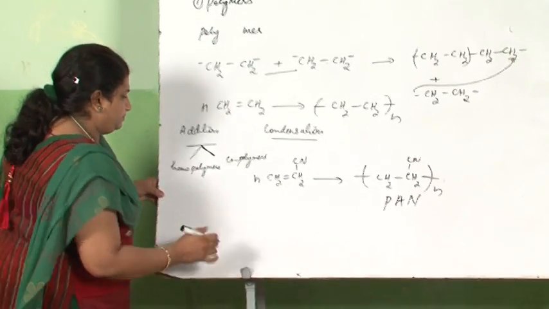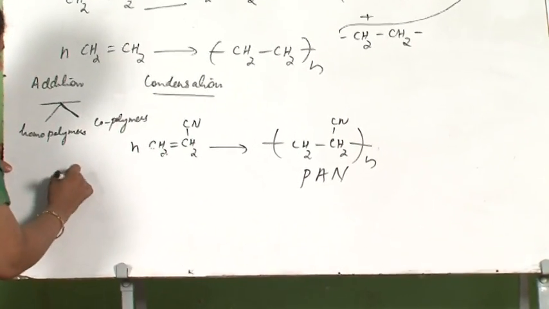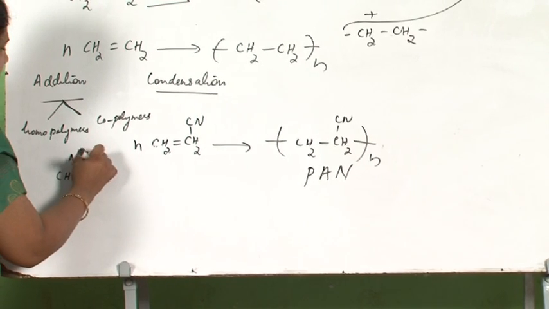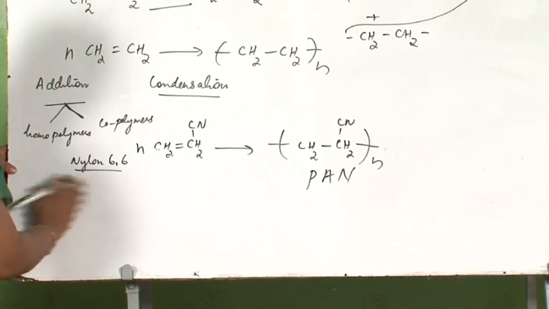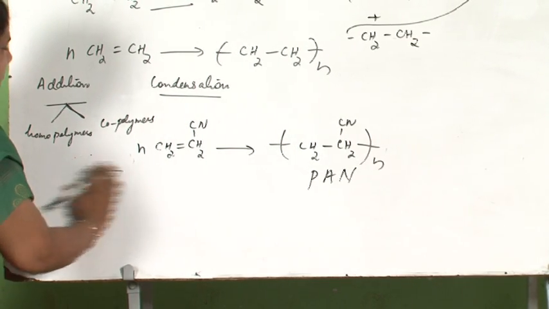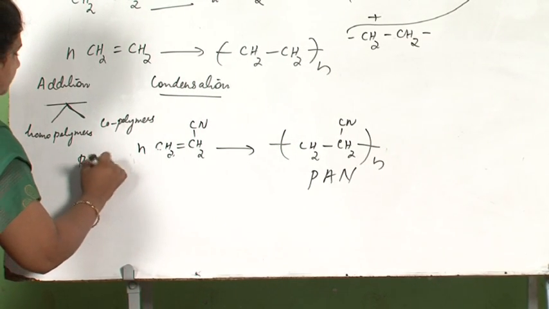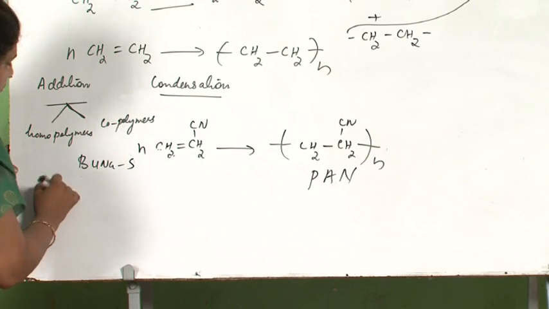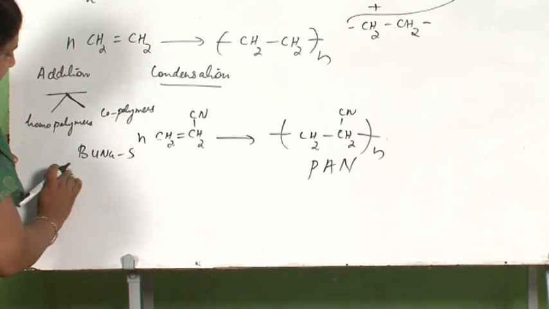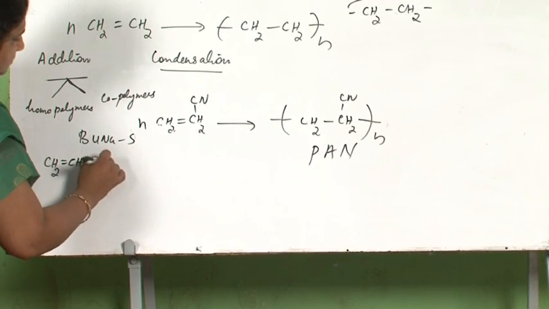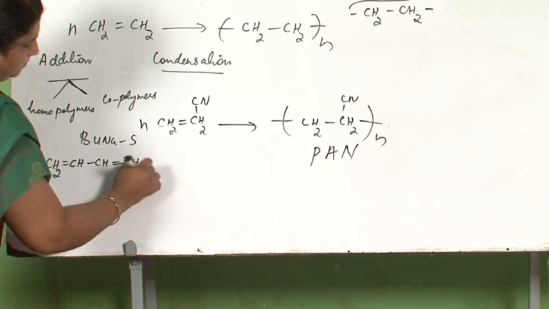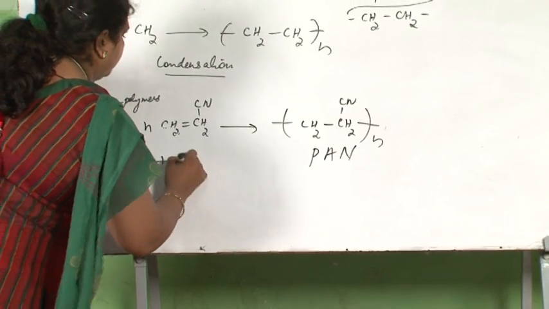For example, 1,3-butadiene, nylon 6,6. Buna is 1,3-butadiene plus styrene.